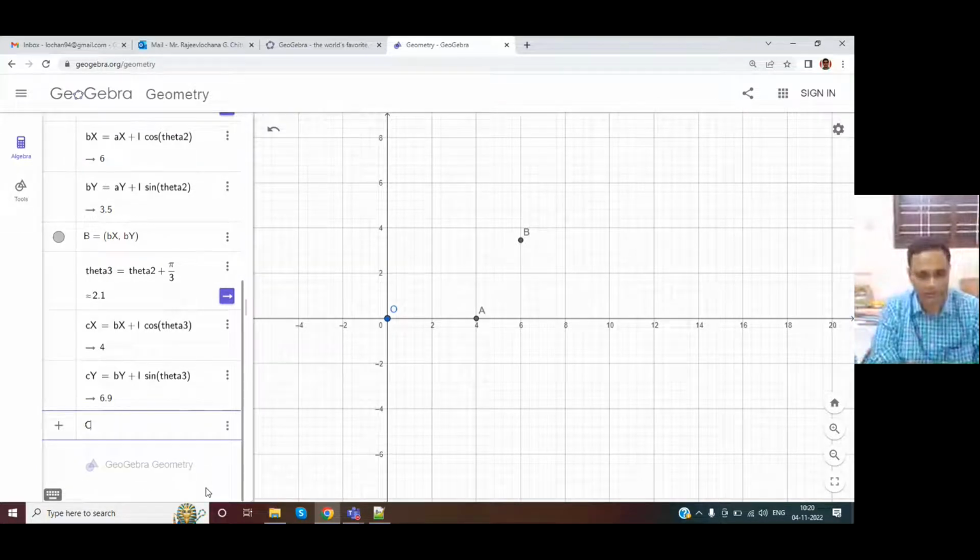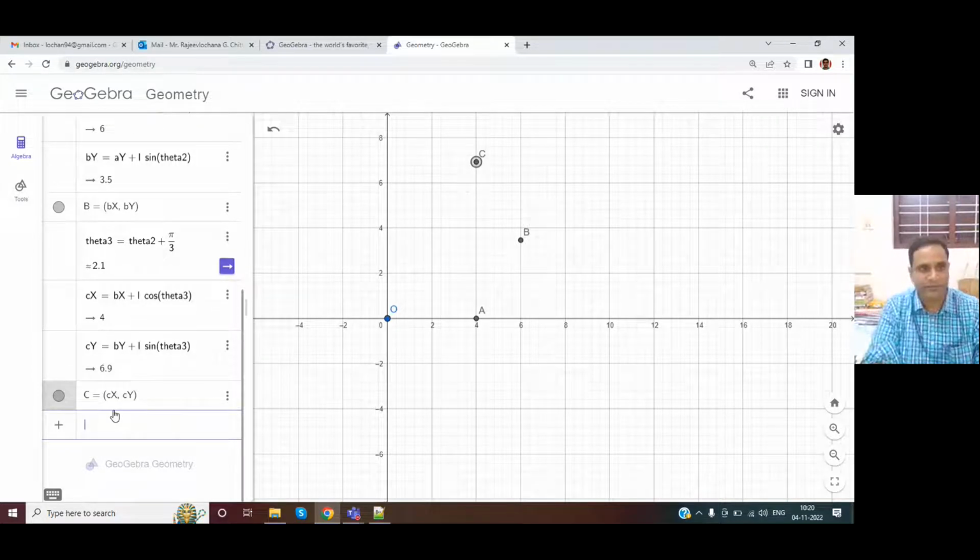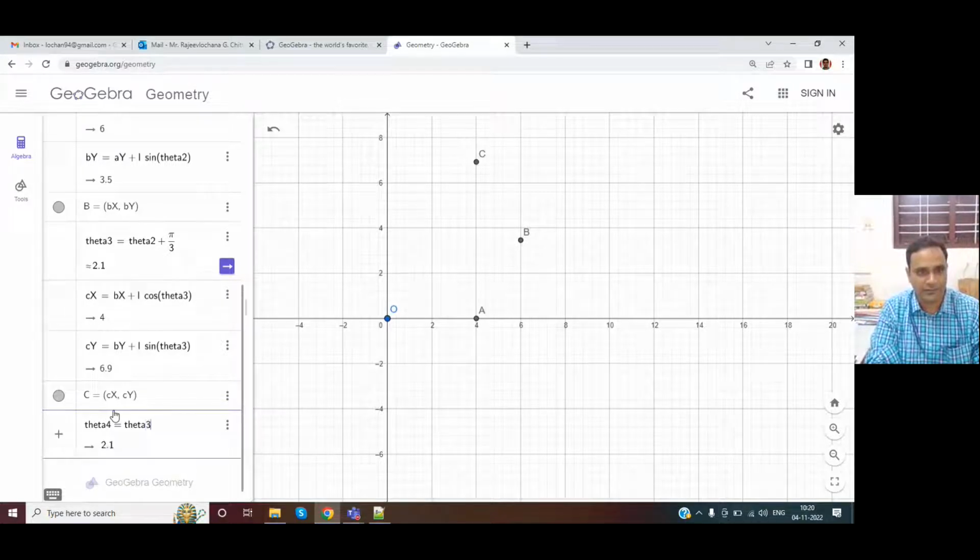I'll get point C is equal to Cx comma Cy. Okay, so we were able to get point C. Similarly, we can have theta 4 is equal to theta 3 plus pi by 3.